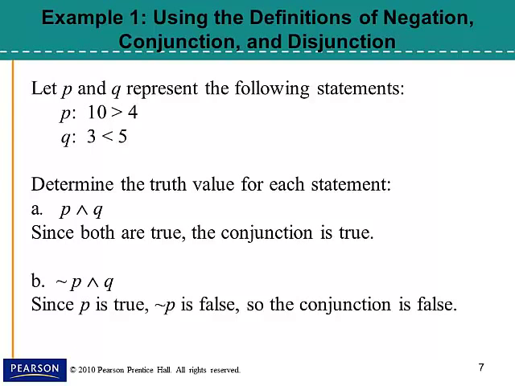Here we have an example of two statements and how they work in the form of a conjunction. And then we negate one of the statements and see what its truth value is. So in part A, both statements are true, so the conjunction is true. When we negate or make one of these statements false, then the entire conjunction is false.